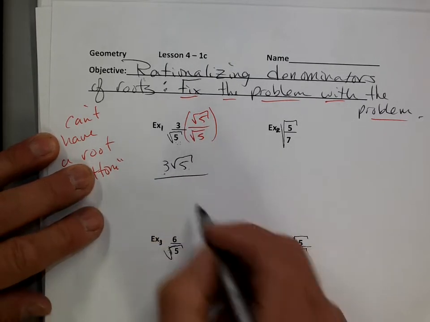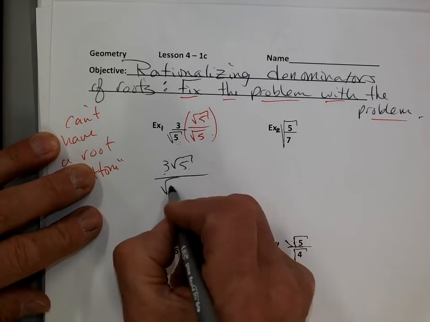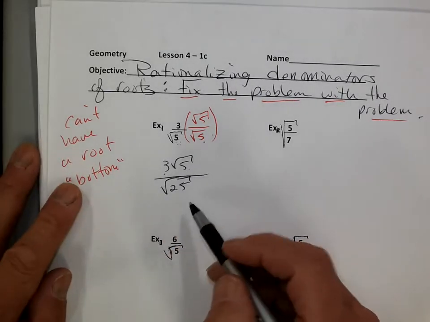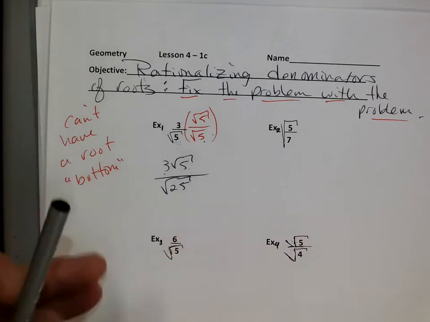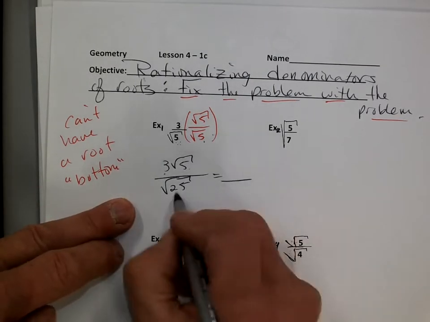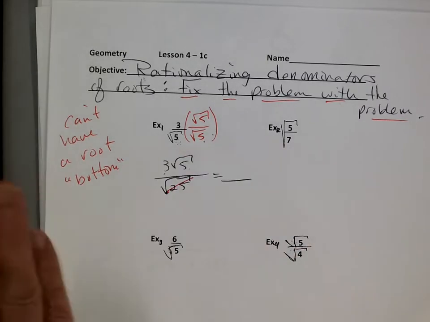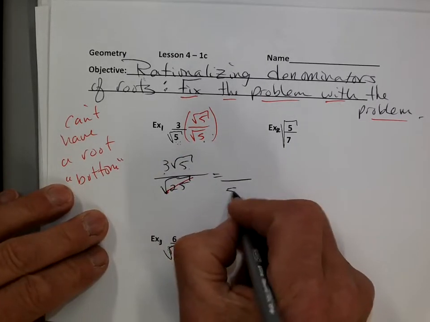But this, you get the square root of 5 times square root of 5, you get the square root of 25, right? And then, whoa, hey, wait a minute, you can take the square root of 25, can't you? Because that's a perfect square. So what you've done is you've created a perfect square, which is 5.